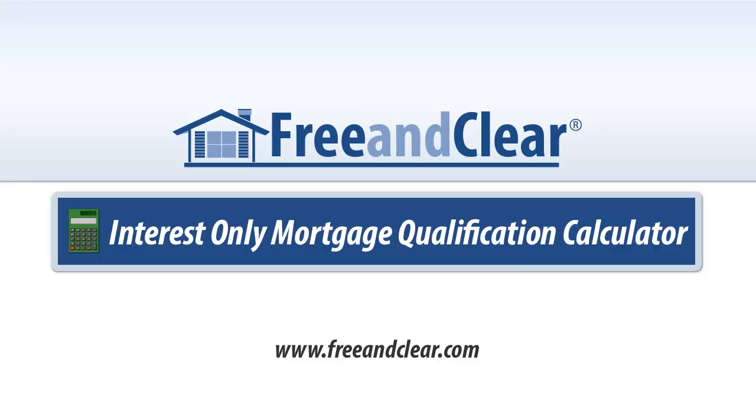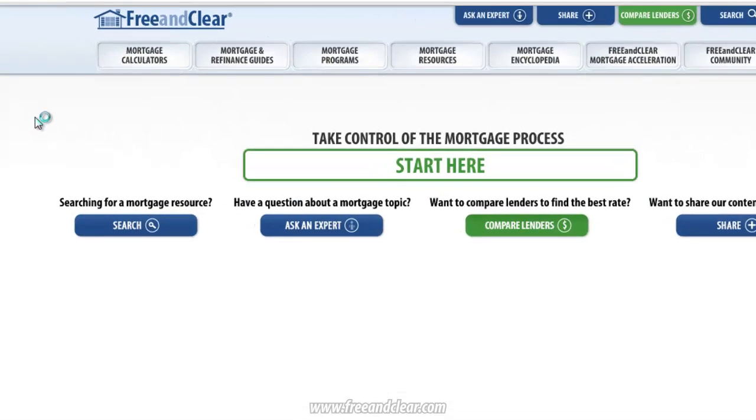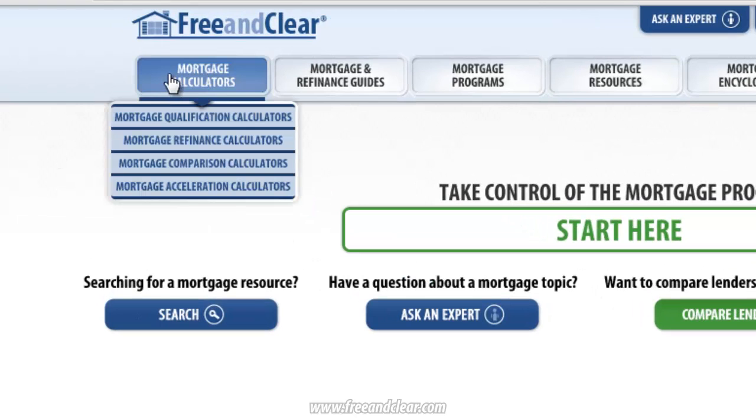We're going to review the freeandclear.com interest-only mortgage qualification calculator. The interest-only mortgage qualification calculator allows you to determine what size interest-only loan you qualify for based upon your monthly net income and debt.